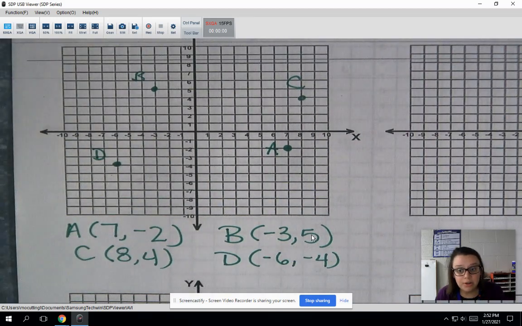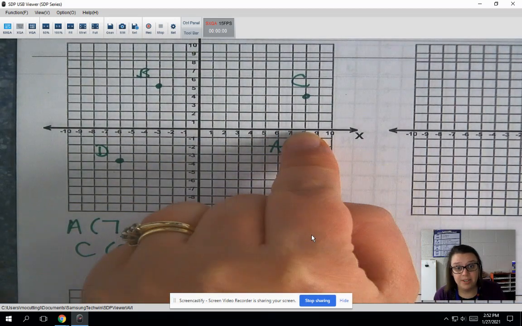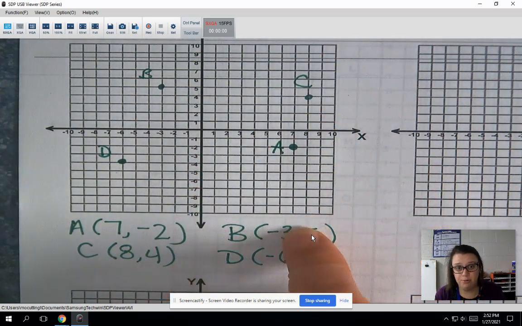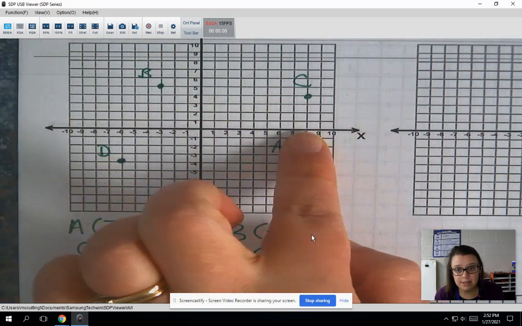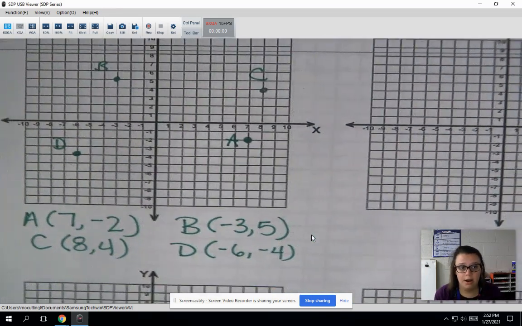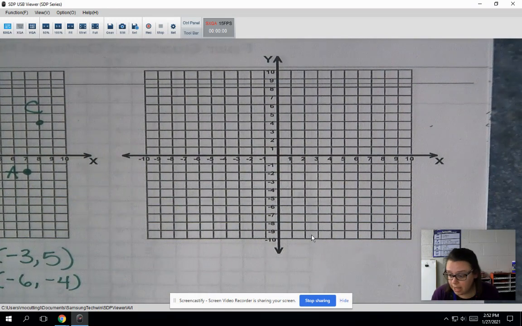So we're still going across first, but this time, if it's a positive number, we'll be going up. If it's a negative number, we'll be going down. So across, then up or down. Across, then up or down. All right. So on my second graph, I'm going to give you a couple to try on your own.